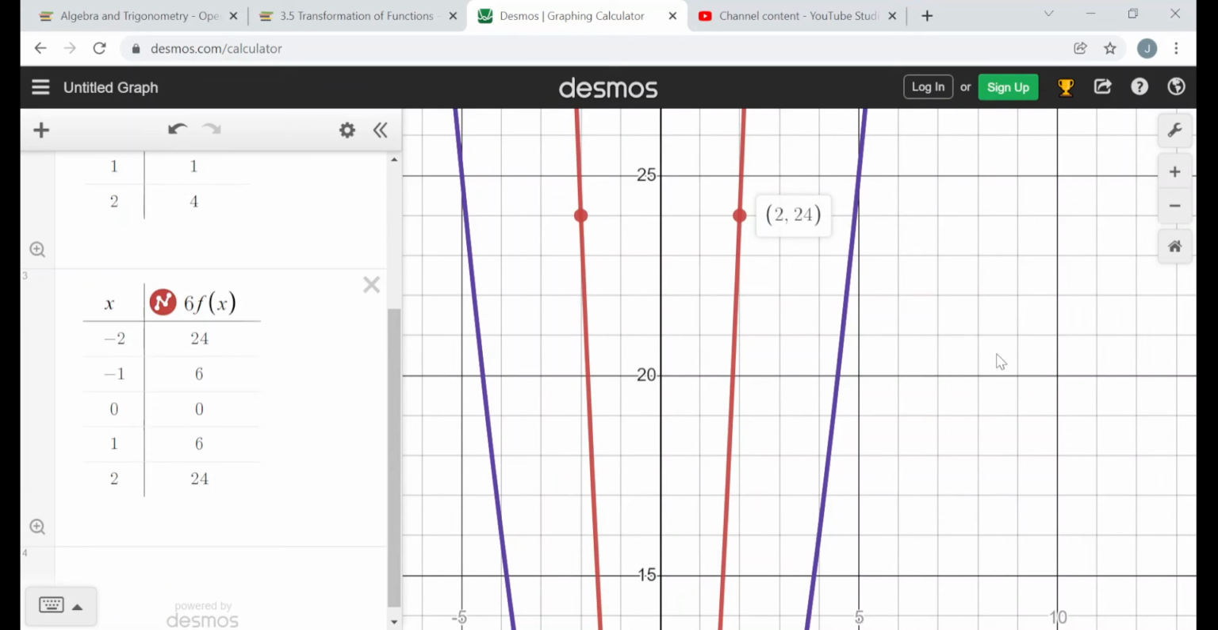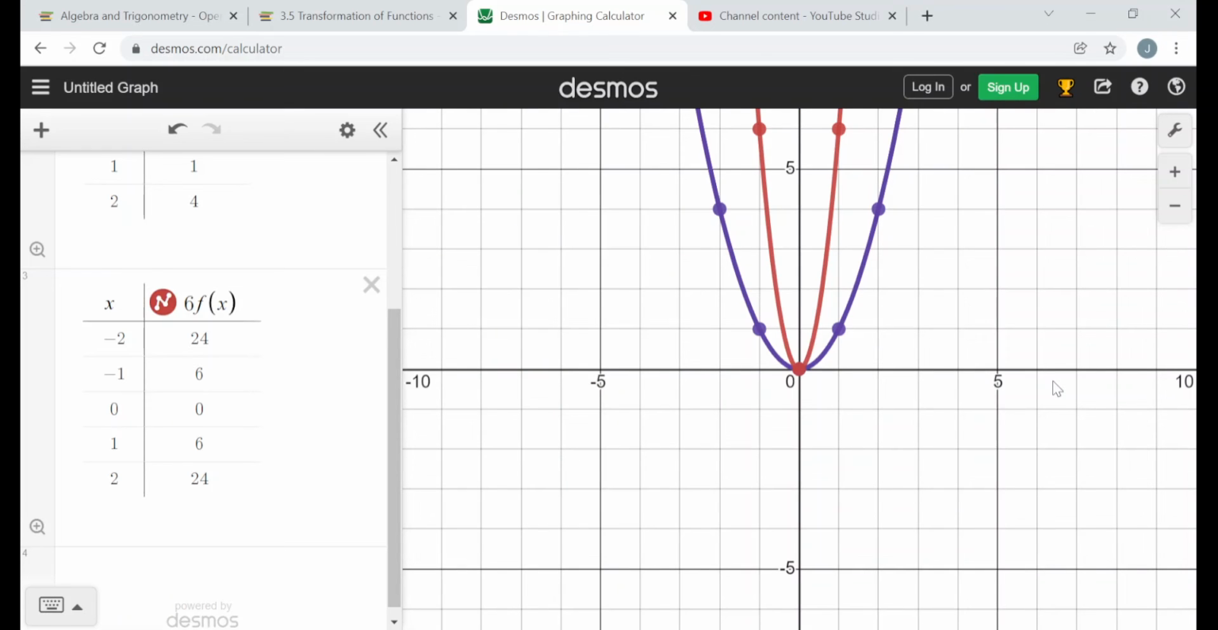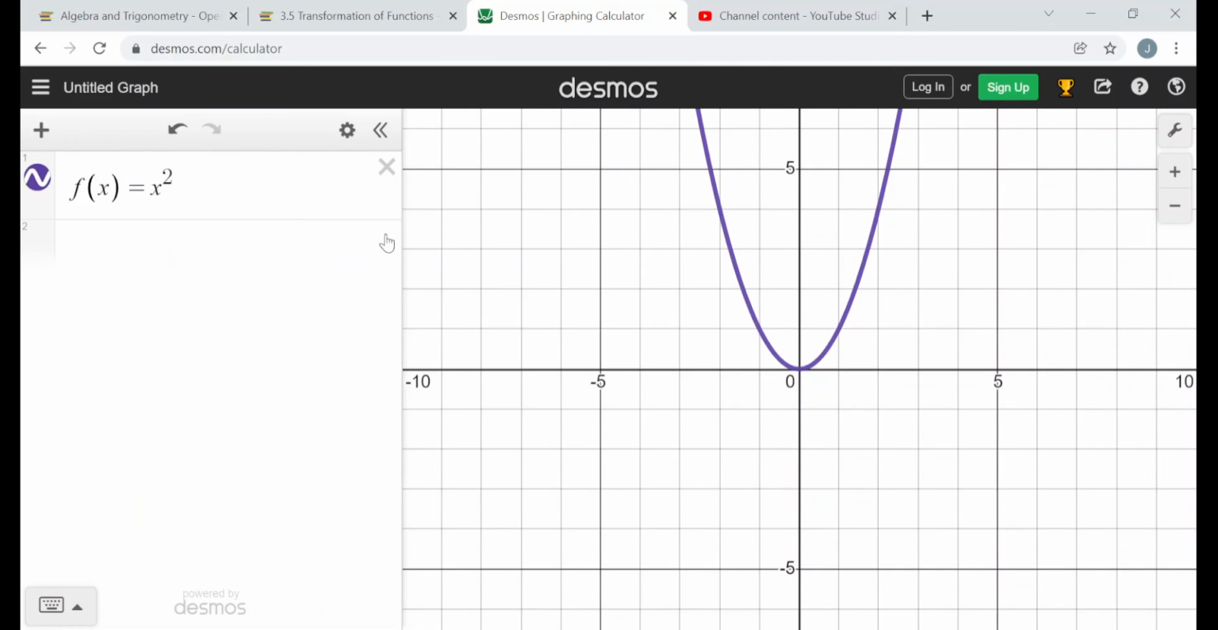All right, the red graph is the purple graph vertically stretched by a factor of 6. And it's just simply, you know, multiplying the original function by 6.